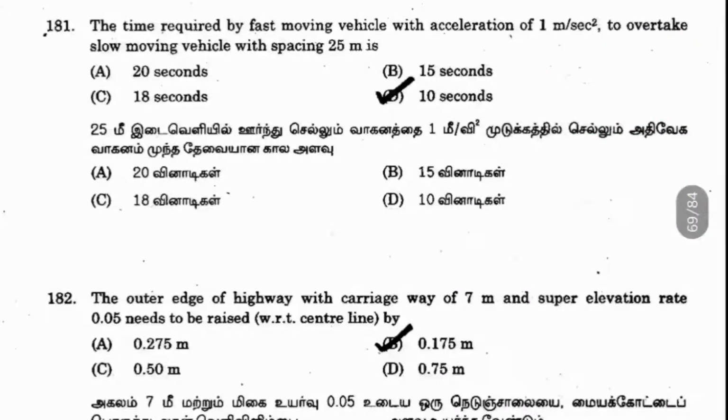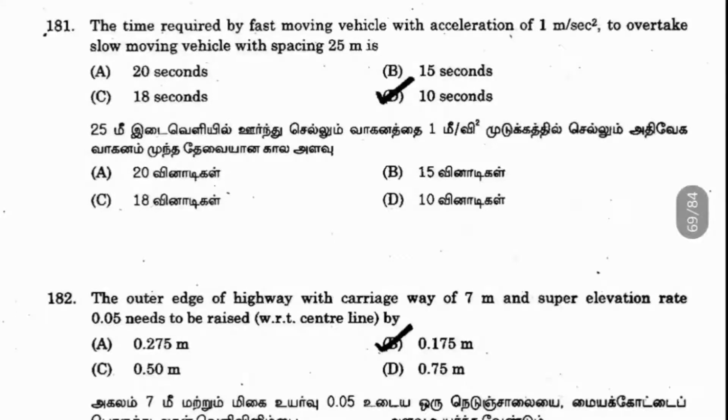182. The outer edge of the highway with carriageway of 7 meter and super elevation rate 0.05 needs to be raised by what? So here the answer is E is equal to h by b. Okay, so E is nothing but the super elevation. So we will be generally doing like this. E is equal to h, that is the height to be raised, by the width, that is the carriage width of the road. Okay, so when you do that, E into b you will be getting the h value. So it is directly 0.05 into 7. So you will be getting 0.35 as the answer.